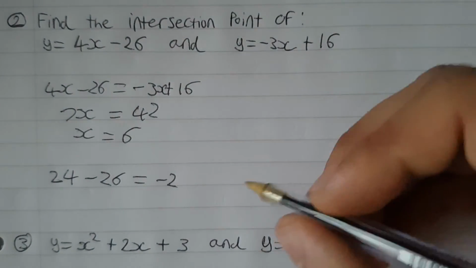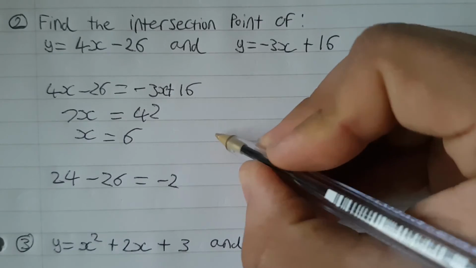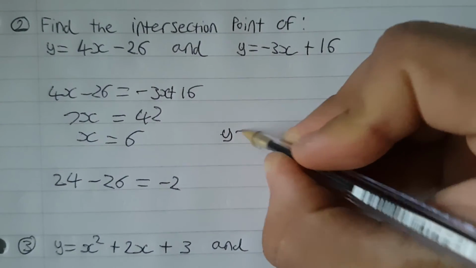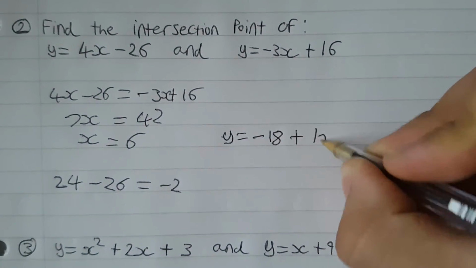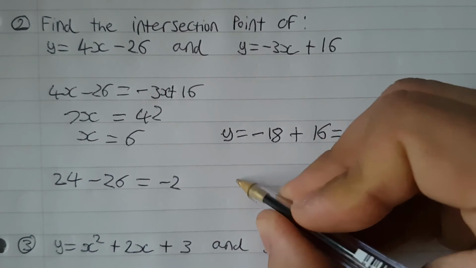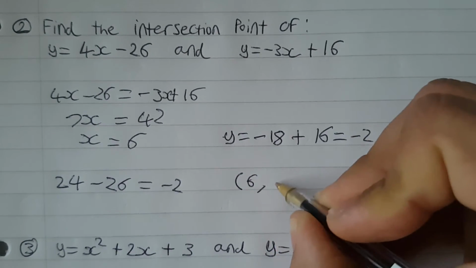For a sanity check, we can put in 6 into this equation. So 3 times 6 is 18. So don't forget the minus. So it becomes minus 18. Plus 16 equals, again, minus 2. Therefore, we know that the point of intersection of these two equations will be 6, minus 2.